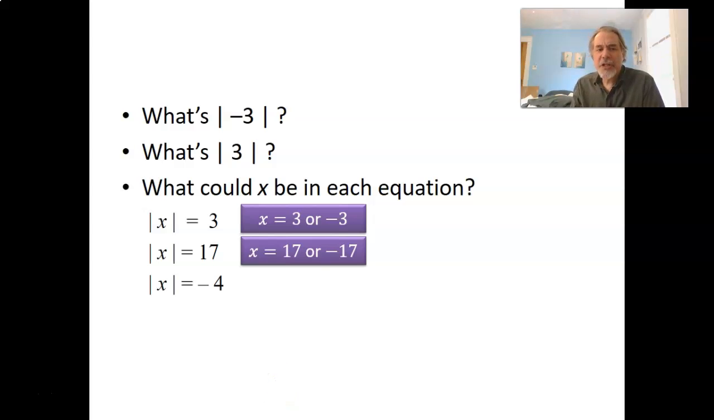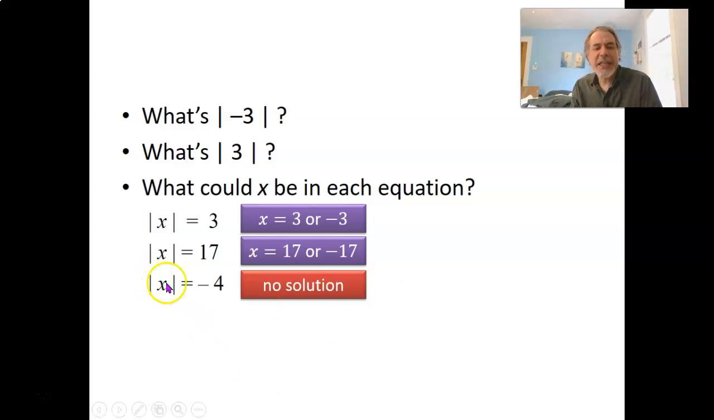What about the equation absolute value of x equals -4? What can x be there? Well, actually, x can't be anything because no matter what x is, when you take the absolute value, it can never come out negative. It can never equal -4 because absolute value is always positive.